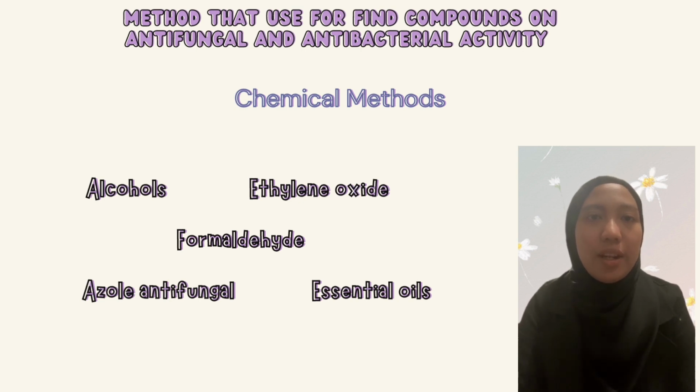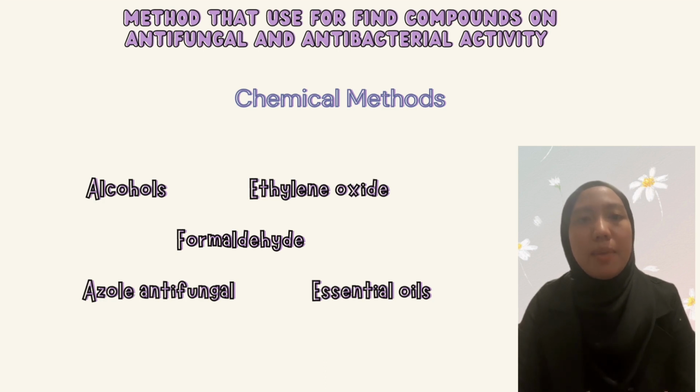Methods used to find compounds with antifungal and antibacterial activity. Chemical methods. First, alcohol. Alcohols are membrane-active microbicides, universally acknowledged for their antimicrobial efficacy. Ethylene oxide acts through an alkylation reaction on cellular components of the organism like nucleic acids and functional proteins, producing their denaturing, which is related to its microbial inactivation capability.